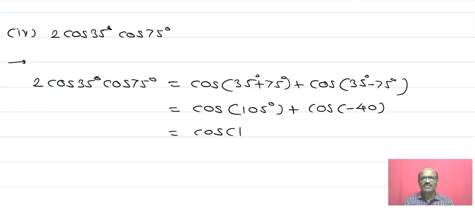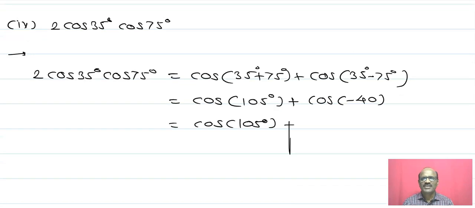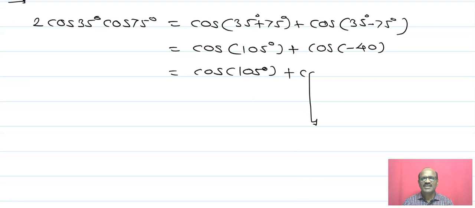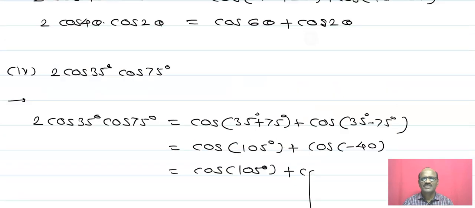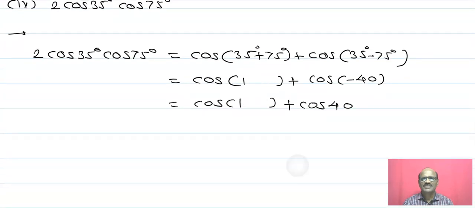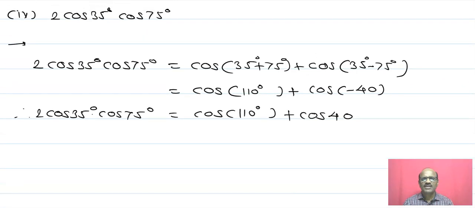That is cos of minus 40, and cos absorbs the negative sign. Therefore, it is cos of 40. I am changing it, the 105 is not the correct one. The sum is 110. Now I have changed it to 110. Therefore, 2 times cos of 35 into cos of 75 degree is cos of 110 plus cos of 40. See this.